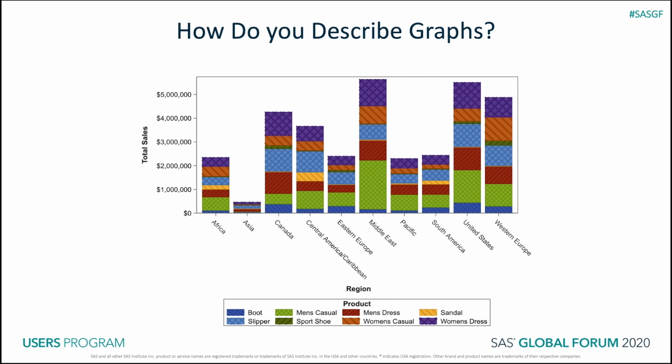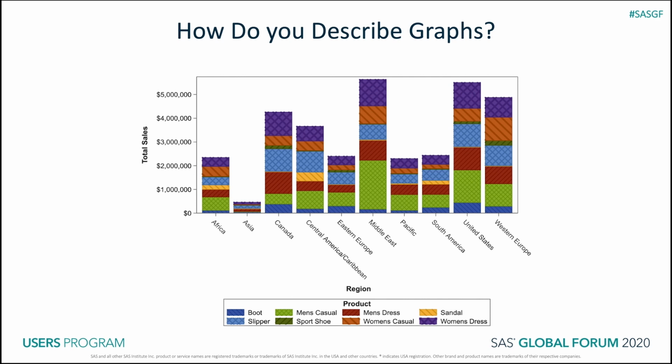So now let's talk some about how you describe graphs and what's possible in some of these different file formats and approaches you might take. Looking at this graph, there's quite a bit of information in here. I've got a bunch of shoe sales reports from lots of different regions in the country, broken down by 8 different products with this stacked bar chart. So a lot of information in here. How would I go about describing this graph to someone who can't see the graph?